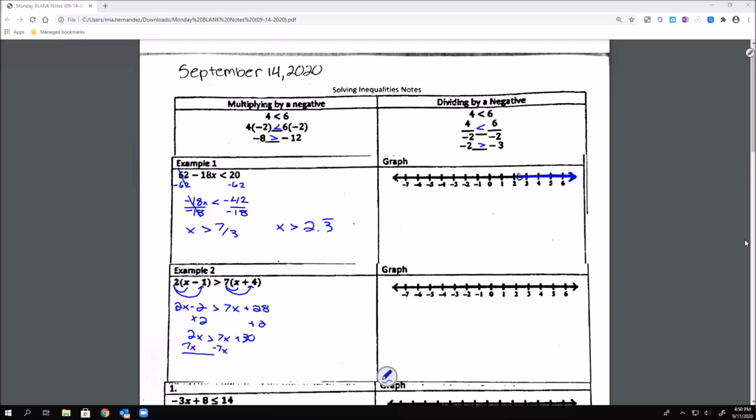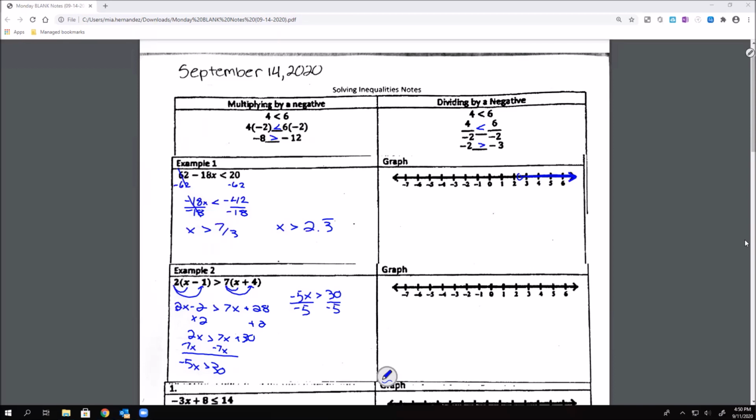So now, on the left-hand side, I get negative 5x. I still keep my greater than sign, and I'm just left with that positive 30. Ran out of room, sorry. I'm going to rewrite it up here. So I'm still trying to get x by itself. Last thing I have to do is just divide both sides by a negative 5.